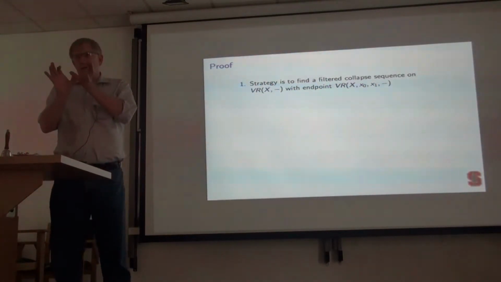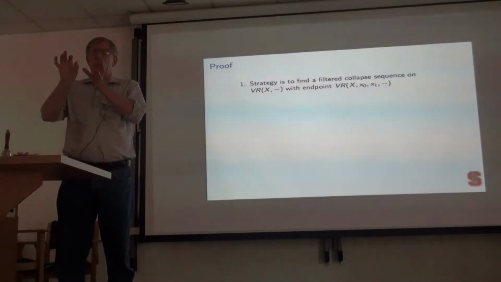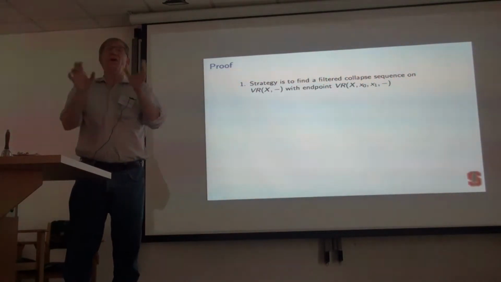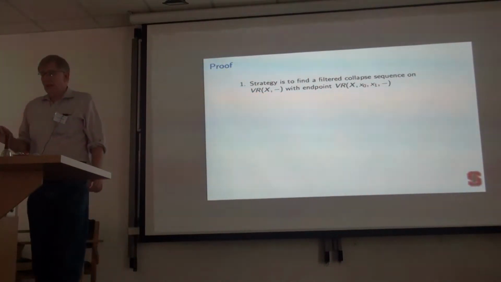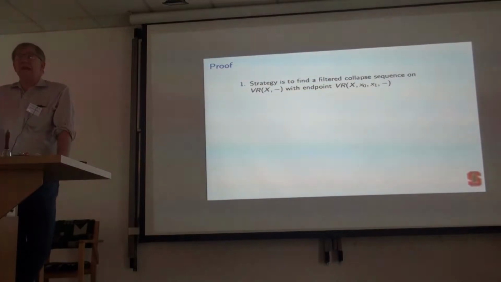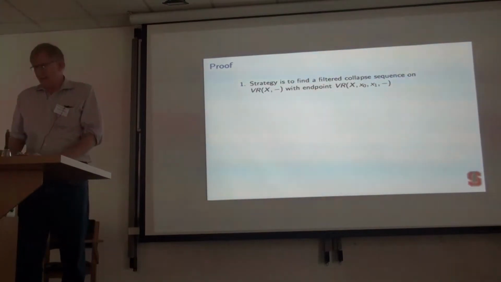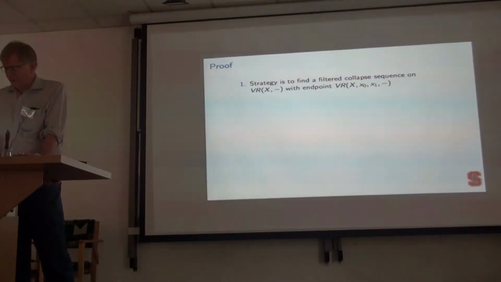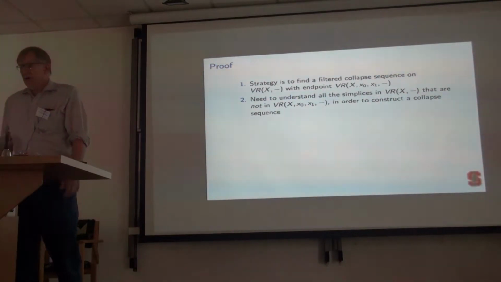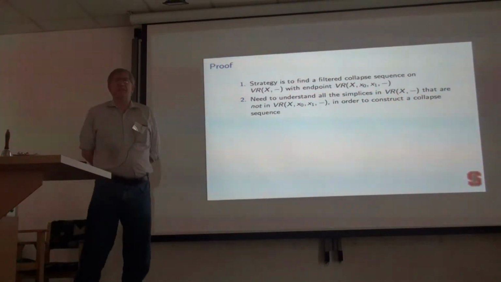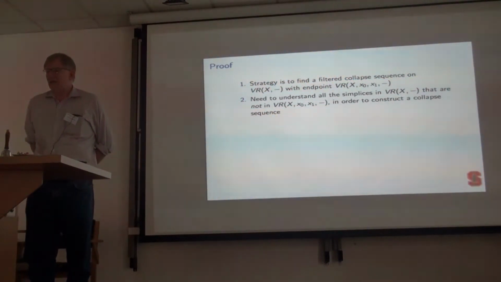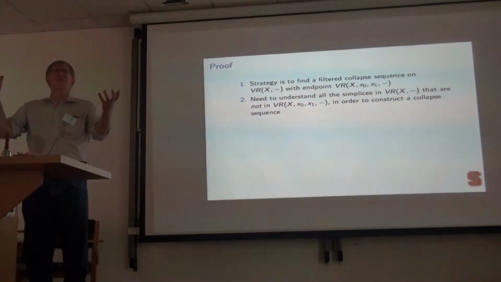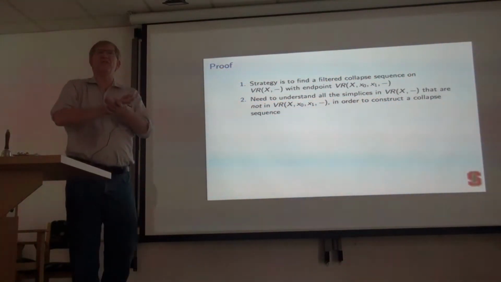So I have a sequence of collapses starting with an initial one and then proceeding, performing one after another, all the while preserving persistent homology, because filtered collapses preserve persistent homology, until I get down to this endpoint, which is the union of the two pieces, Vietoris-Rips of x minus x0 and Vietoris-Rips of x minus x1. So what that means is I need to understand all the simplices in VR of x that are not in VR of x minus x0 and x minus x1. I need to understand everything that's in the full Vietoris-Rips that isn't in the subcomplex which is the union.